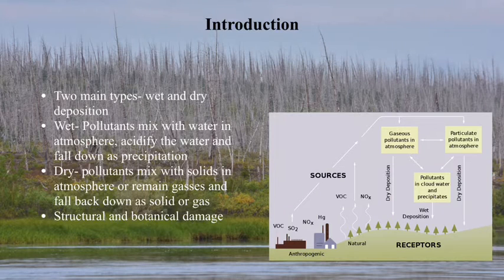There are two main types of acid deposition, wet and dry deposition. Pollutants mix with the water in the atmosphere, acidify the water, and fall down as precipitation in wet acid deposition, commonly known as acid rain. Many people forget that there is a second type of acid deposition, known as dry acid deposition, where pollutants mix with solids in the atmosphere or remain gases and fall back down as a solid or gas. This causes structural or botanical damage and is mainly caused by acidic compounds.